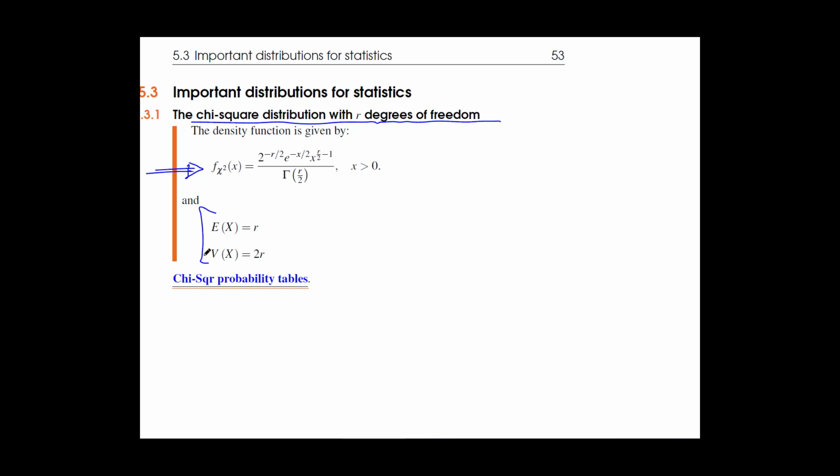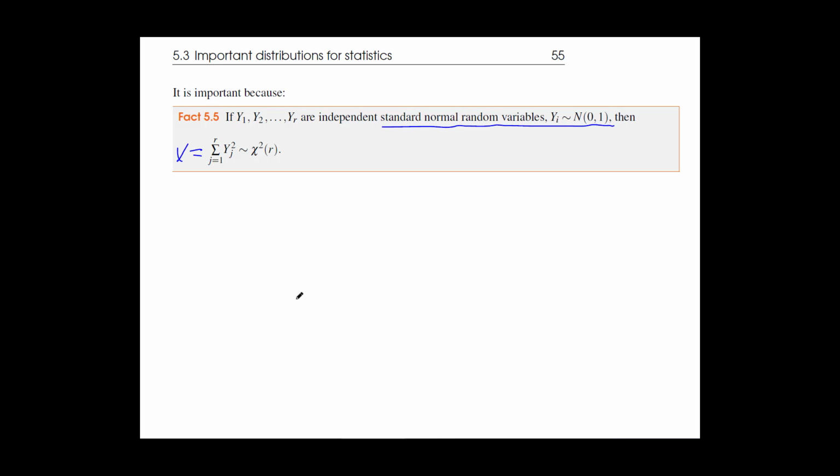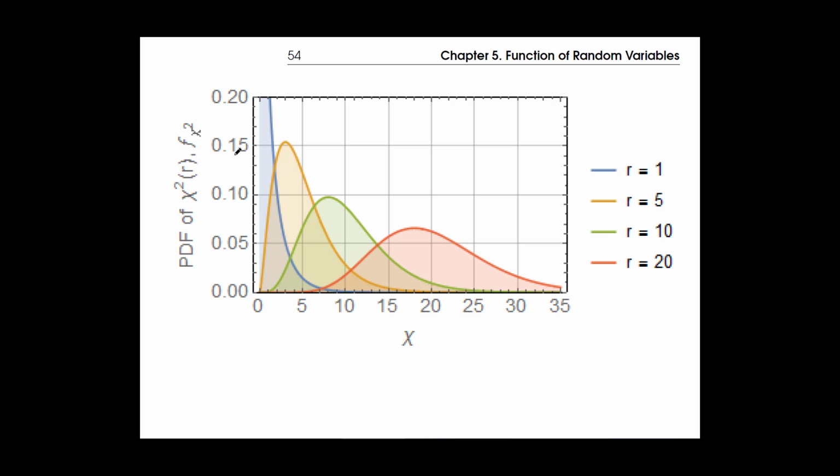It's a good idea to remember its mean and variance, r and 2 times r, but to be honest, we're not going to use much of it. All we're going to use is this table, but it's important for you to understand where it comes from: being the sum of squares of standard normals. This is how it looks. When r equals 1, it looks like the exponential distribution, but for others it tends to the normal distribution for a big value of r. So these are the kind of shapes you get.